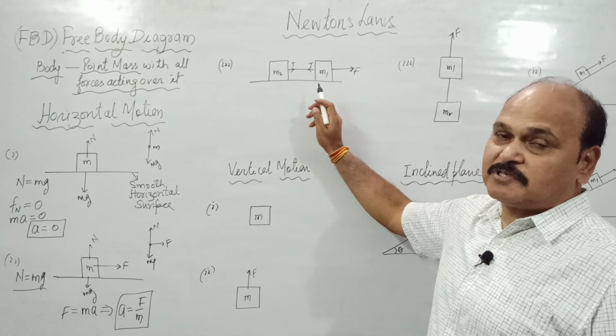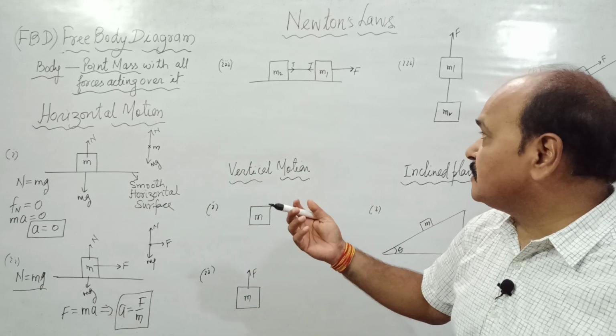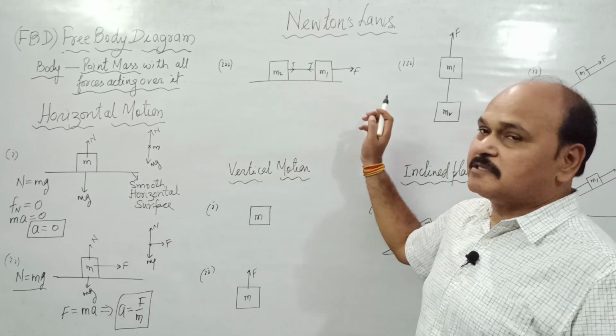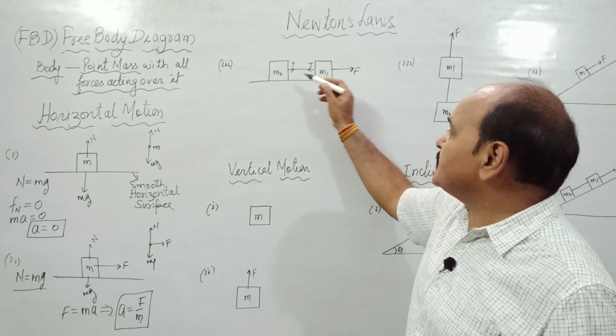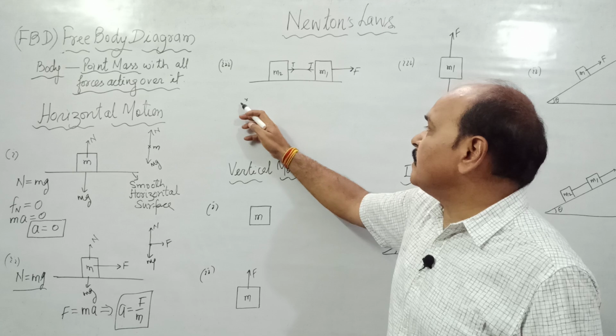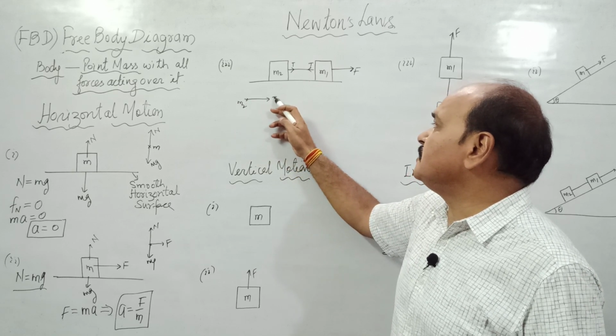These action-reaction forces are what? They come in pairs. Both the members are equal in magnitude, opposite in direction, and they act over different bodies. Well, the other forces which act over these masses are, well, this is mass m2. The force acting over mass m2 is only the force T towards the right.